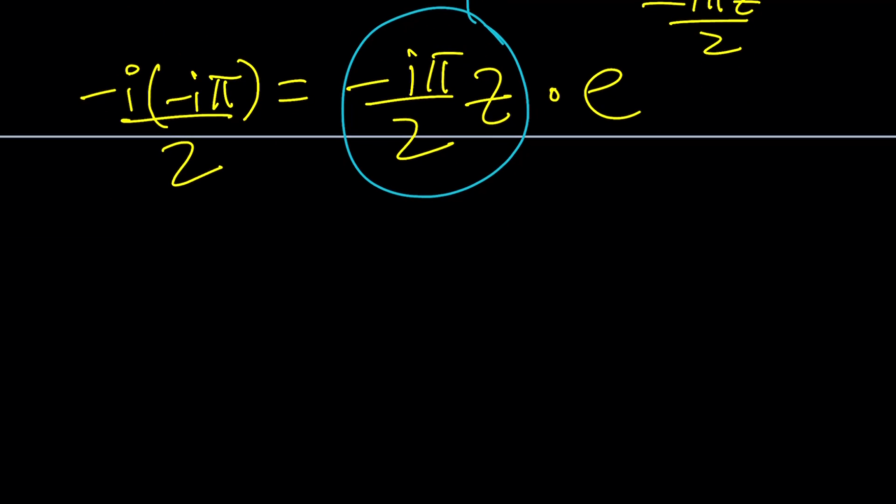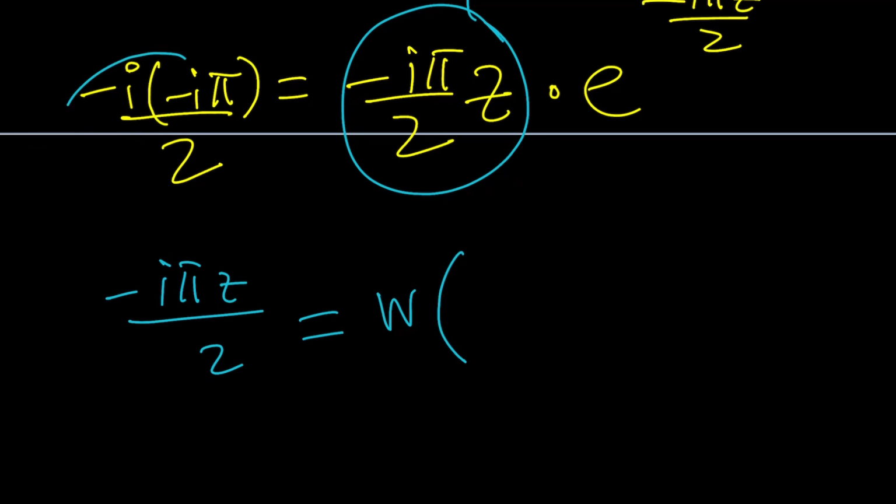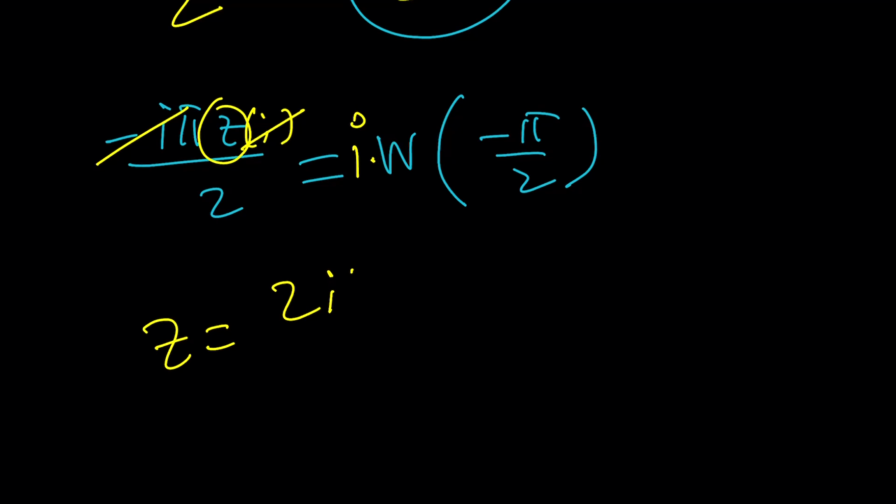And now if you apply Lambert's W function on the right, you're going to get -i pi z over 2 equals W of i squared, which is -1, and that's going to be -pi over 2. And then, of course, I'm supposed to solve for z. Come on. Let's multiply both sides by i first, because when you multiply by i, this is going to become 1. When you multiply by i, this is just going to be iW something. And from here, we're going to get z if we multiply by 2 and divide by pi. Okay, so z is going to be 2i times W of -pi over 2, divided by pi.